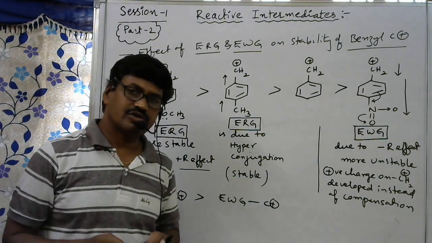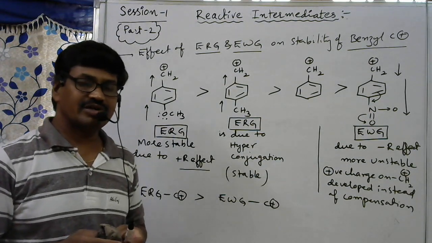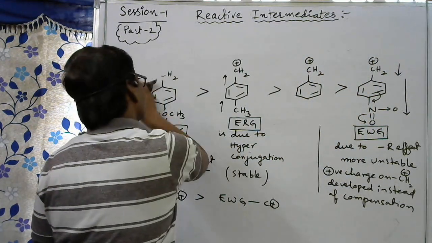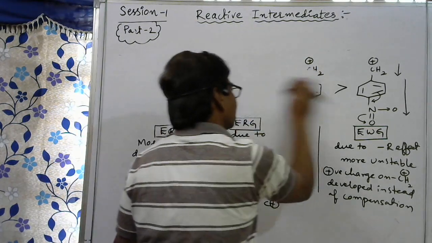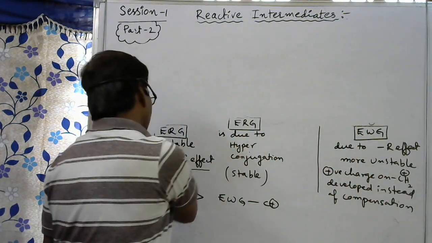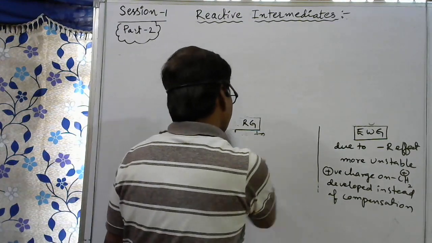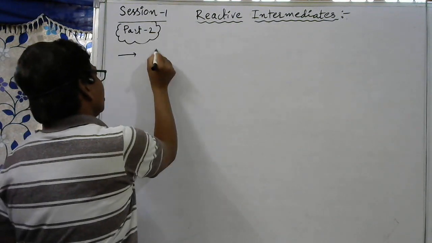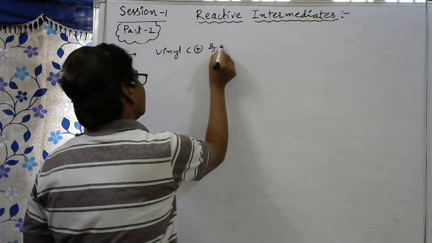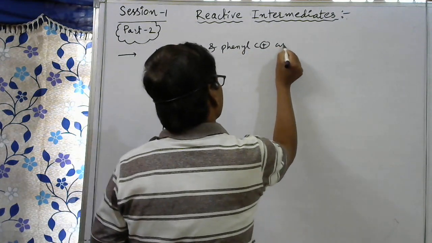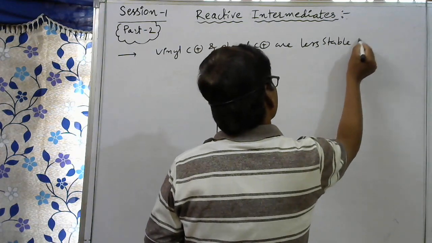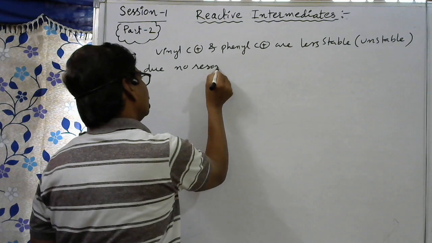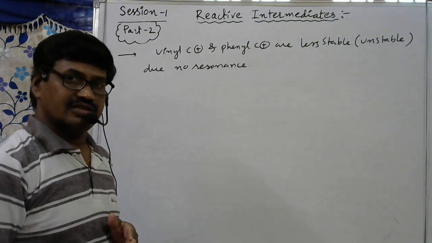Then we have some more carbocations like vinyl carbocation and phenyl carbocation. These are unstable because there is no possibility for resonance, because only that particular double bonded carbon carries the positive charge. So vinyl and phenyl carbocations are very unstable compared to these because of no resonance. Vinyl carbocation and phenyl carbocations are unstable due to no resonance or any other electronic effect also.